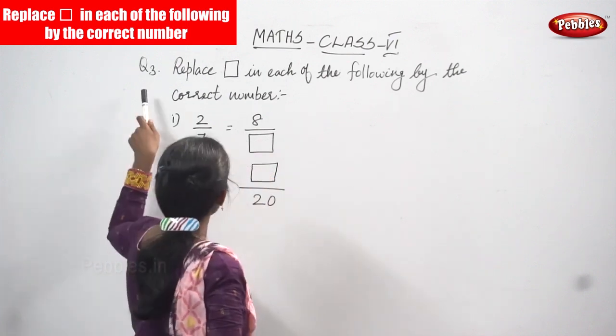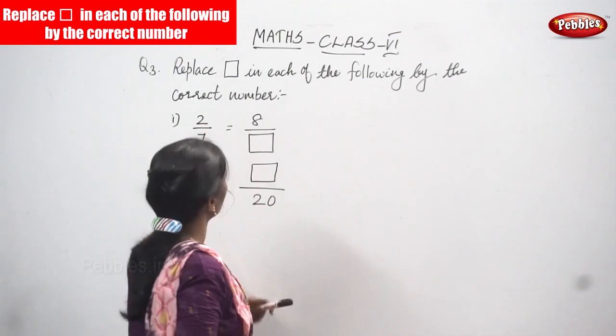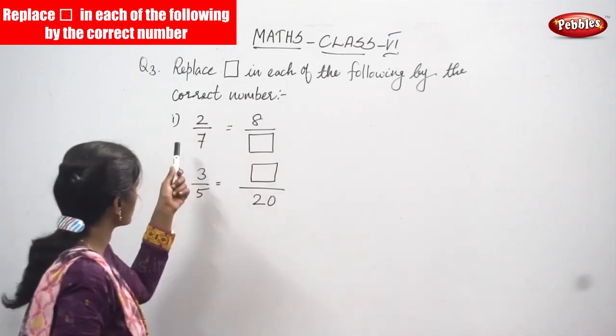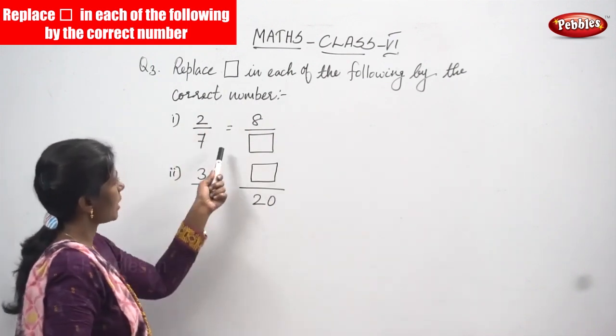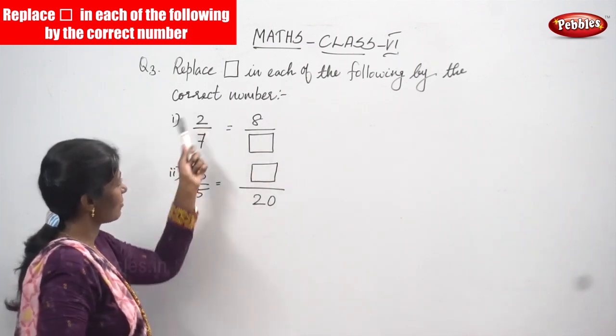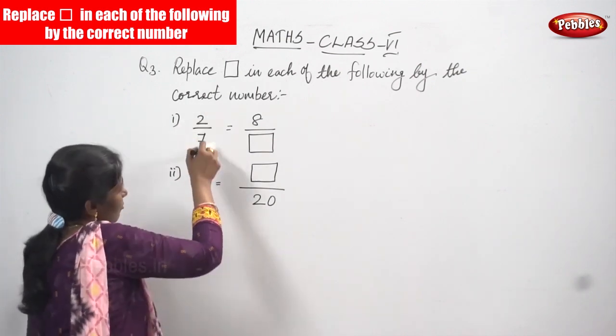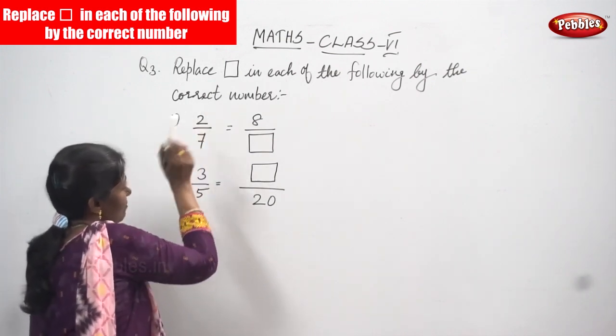Now question number 3: replace the box in each of the following by the correct number. Look at this question. The first question is 2 by 7. The numerator is given. 2 by 7 is a given fraction.